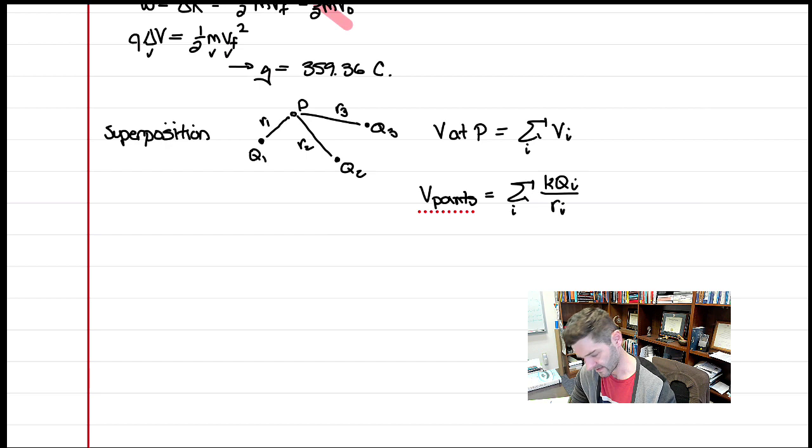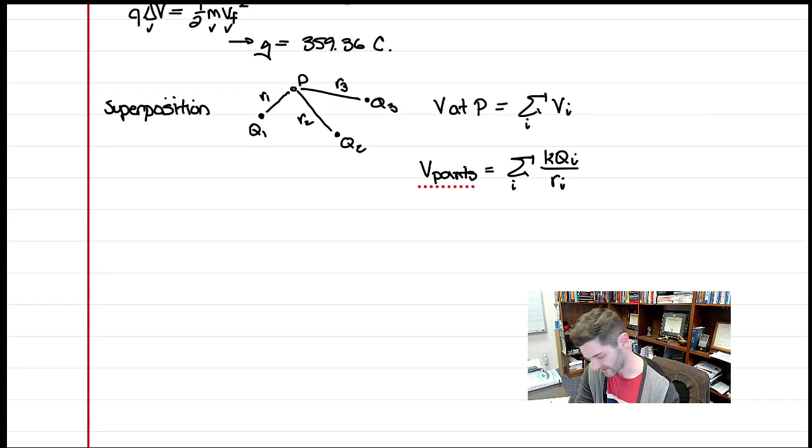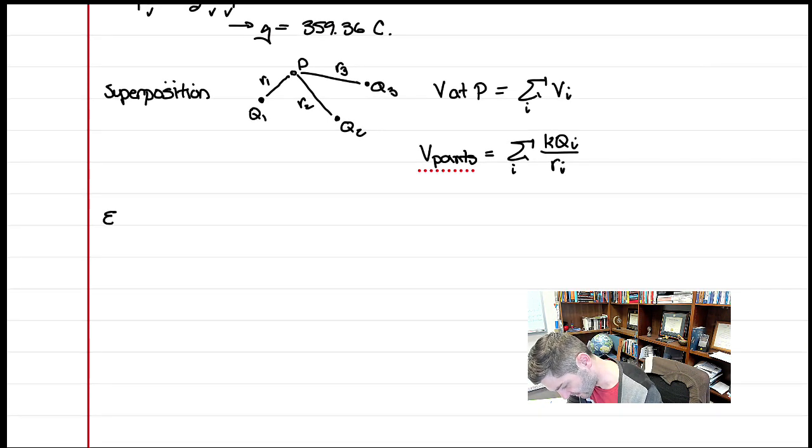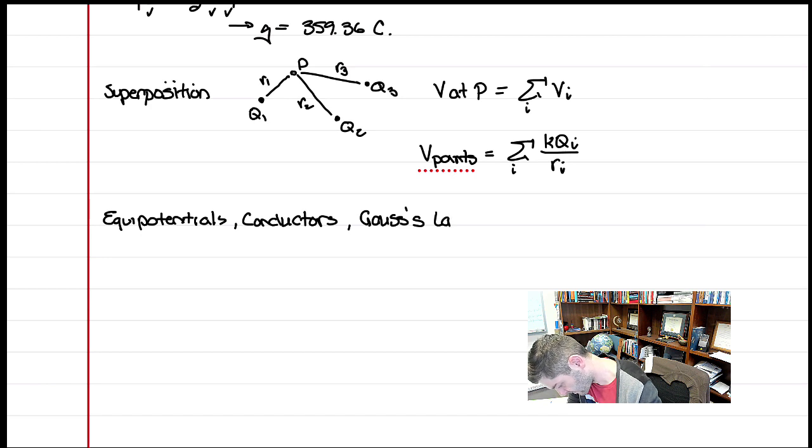All right, then I was going to sketch it out for a dipole, but maybe I'll make that a class problem instead. Because I do want to say something about equipotential conductors and a little Gauss's law redux or review.